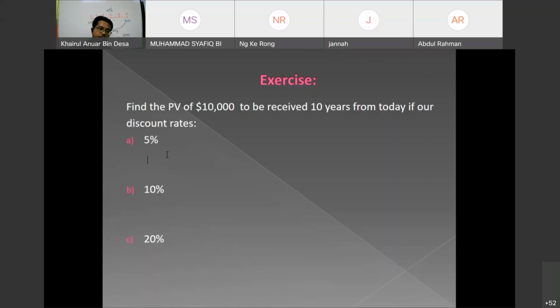Okay, di sini pun kita buat eksperimen. 10,000, 10 years with the interest rate or discount rate 5, 10, and 20.